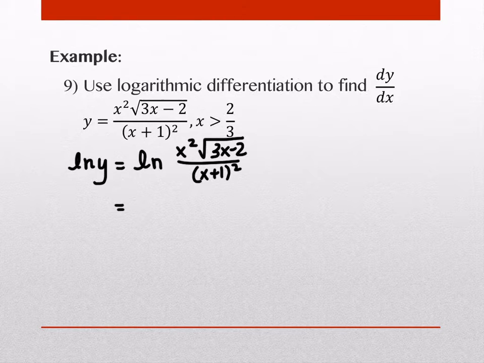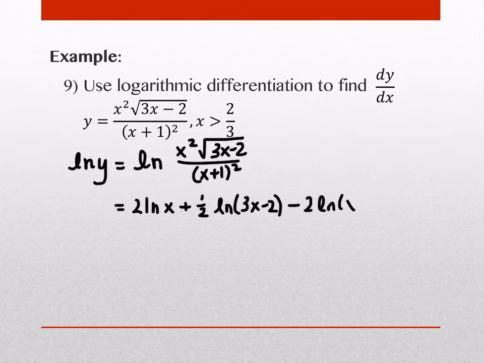All right, here's what I think that I would have. I would first have a 2 natural log of x, because the 2 on the x squared can come down. And then I would have addition because the x squared is multiplied by what comes next, and I would have 1/2, the square root's the same thing as a power of 1/2, the natural log of 3x minus 2. Can't separate that. There's nothing that separates the addition and subtraction inside of a log. Minus, because the rest is in the denominator, 2 natural log of x plus 1.